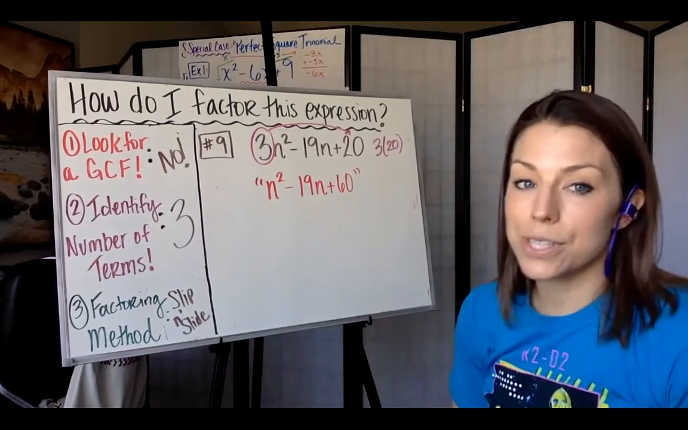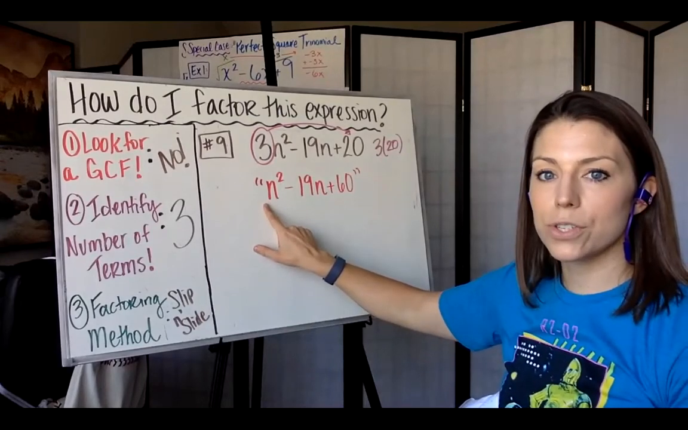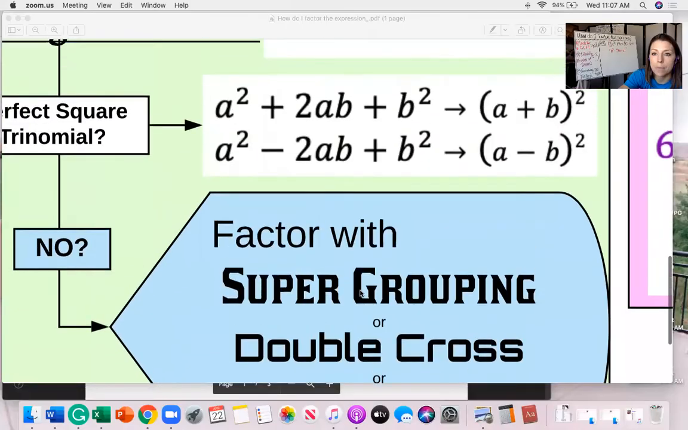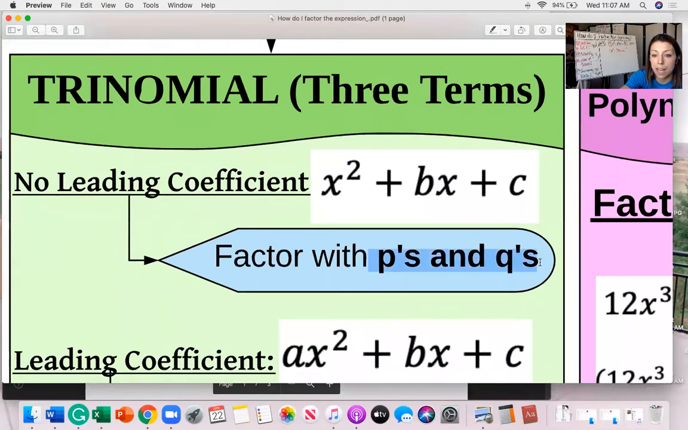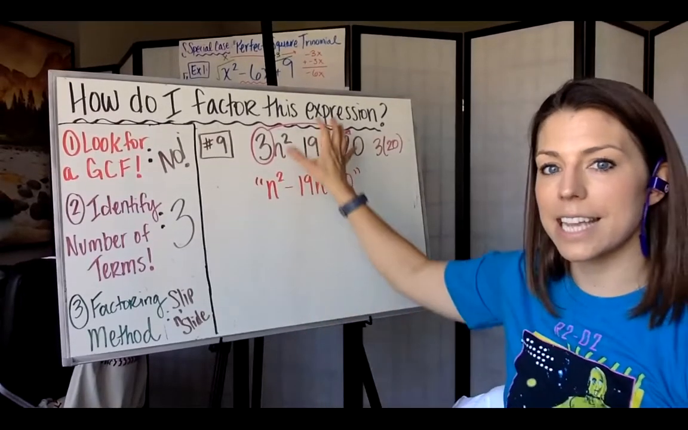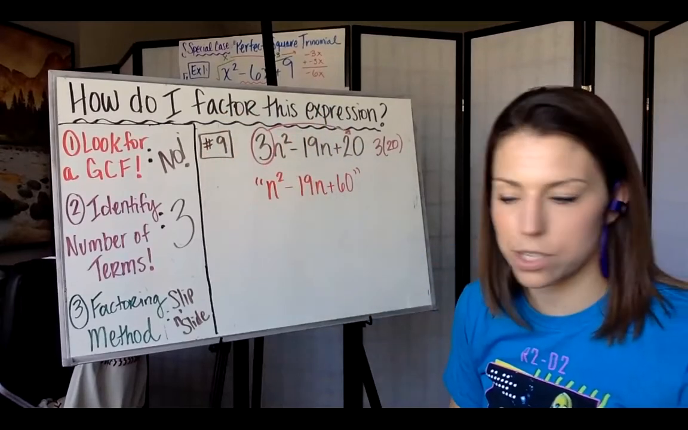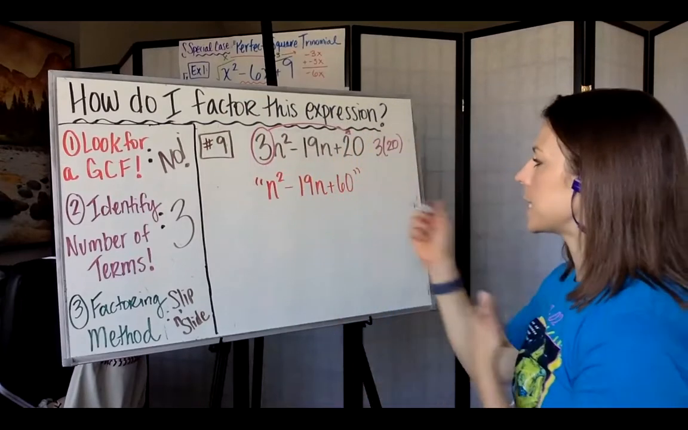Now, here's the interesting thing. This is still a trinomial, but what changed? There's no more leading coefficient. If you go back to your flow chart, what happens when there's no leading coefficient? Now we get to factor using P's and Q's. That's the nice part about slip and slide, it takes it from having a leading coefficient to this alternate universe where there is no leading coefficient. All right, now we get to play the P's and Q's game.